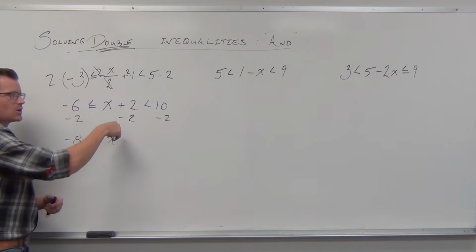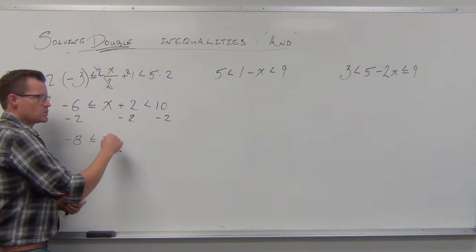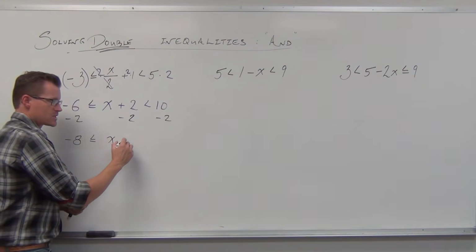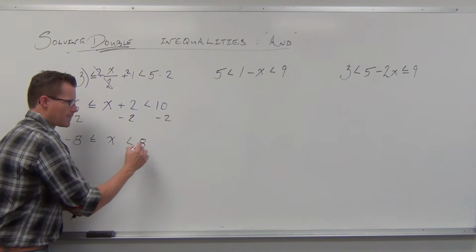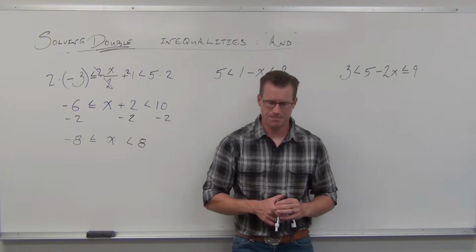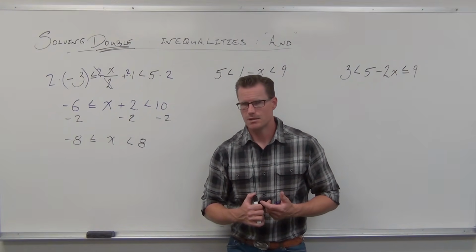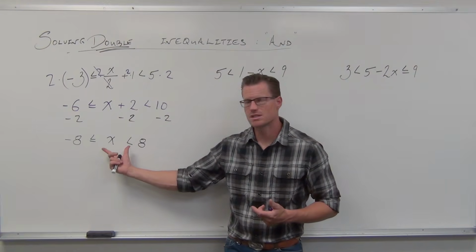No problem. 2's gone. We're trying to get zeros with addition and subtraction still. X plus 2 minus 2 is x plus 0. That's just x. Now here's the beautiful thing about double inequalities. You don't have to graph them. You see, if you did, it would literally just tell you that.